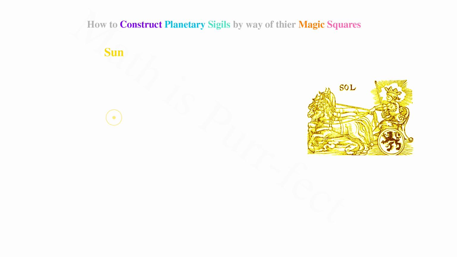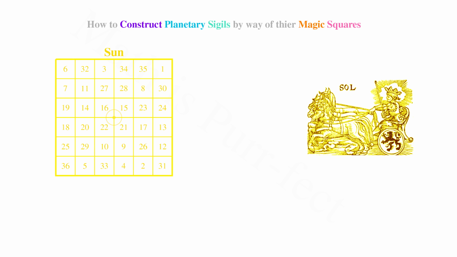Continuing to the fourth planet from the firmament, our Sun, we once again increase the lateral dimensions of the square by 1. Hence we arrive at a 6 by 6 square encompassing the first 36 positive integers.